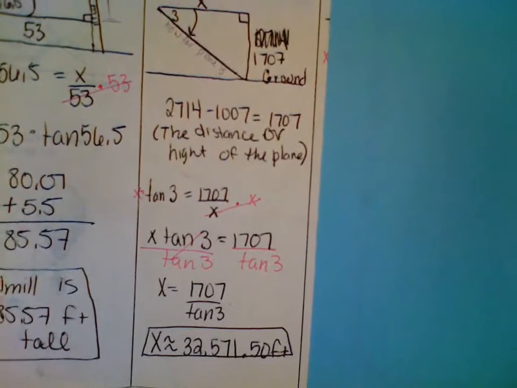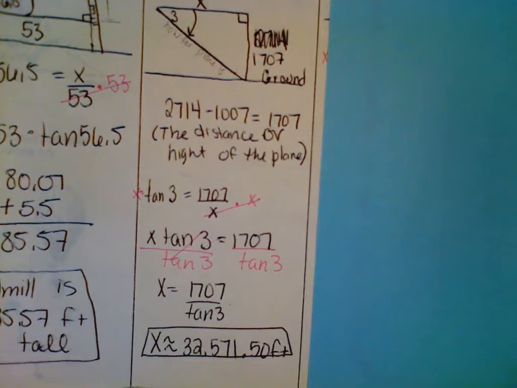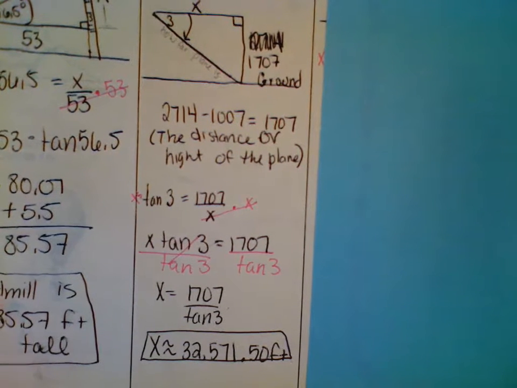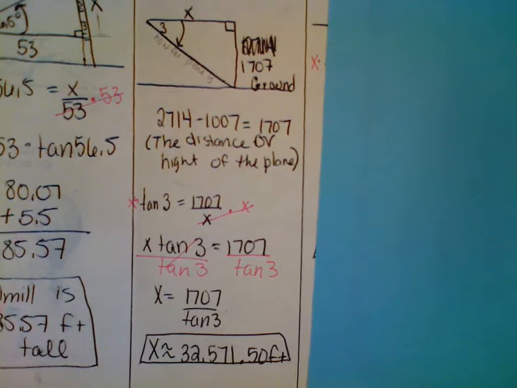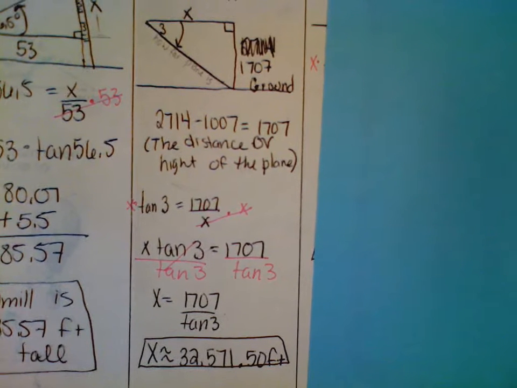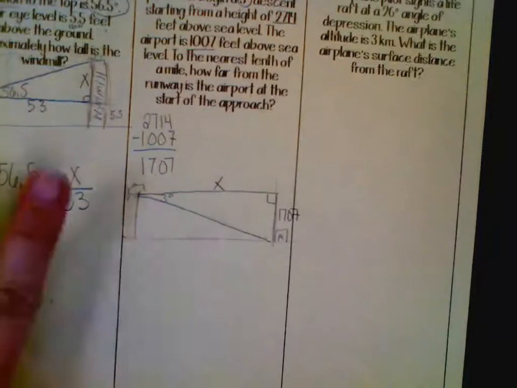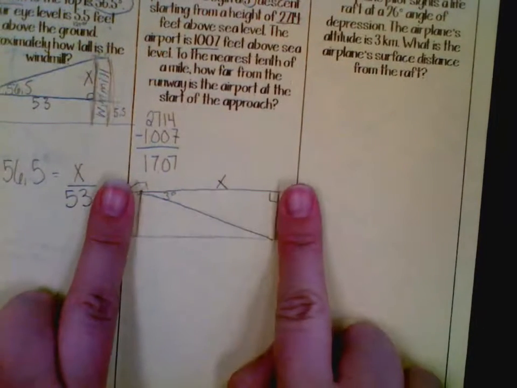Okay, so we got that the plane went from when we begin descent to that it's 32,571.50 feet. So that is how far from there to there. Okay.